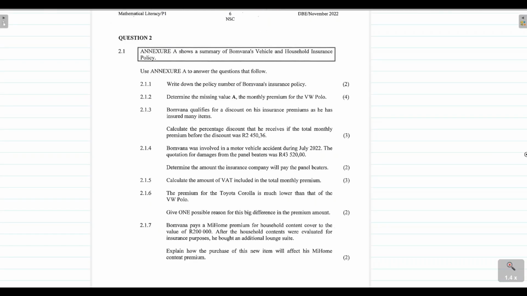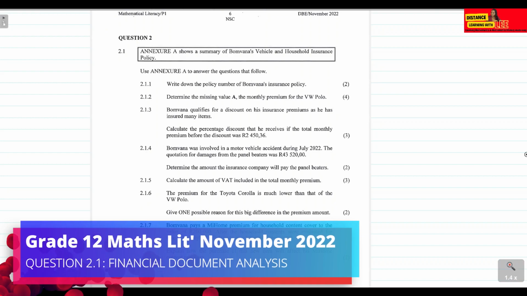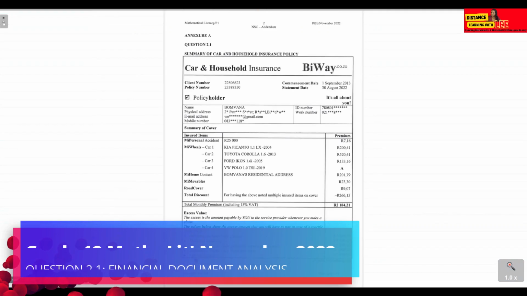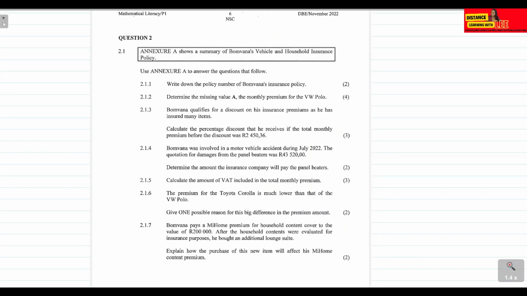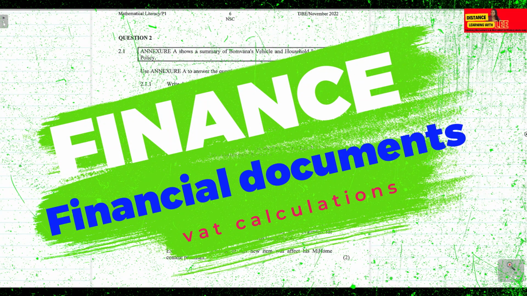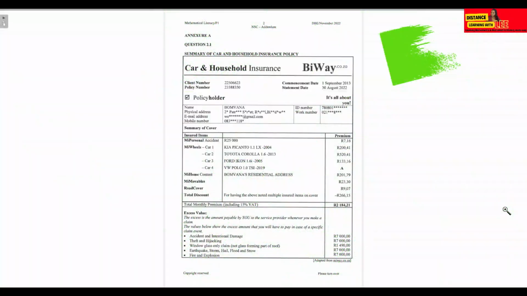On today's video tutorial, guys, we are going to be tackling question 2.1. I will be separating question 2.1 from question 2.2 because question 2.2 deals with tariff systems. I don't want to combine these two questions into one because different topics are being assessed, so I'm going to separate them. Question 2.1 deals with finance. In particular, we're going to be calculating VAT, calculating percentages, and interpreting the insurance policy document given to us in Annexure A.